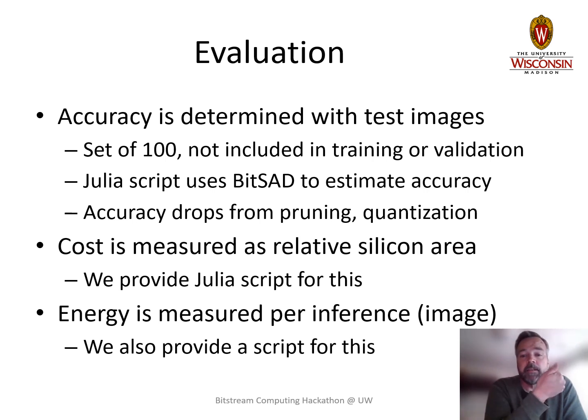The cost of the design is going to be the relative silicon area. Again, what is the cost of all those AND gates and adders and stochastic number generators after you pruned, and we provide a script to do this for you. And then energy is measured per inference. So how much does it cost? How many joules will you consume if you execute this on the hardware that you've designed now after pruning it?